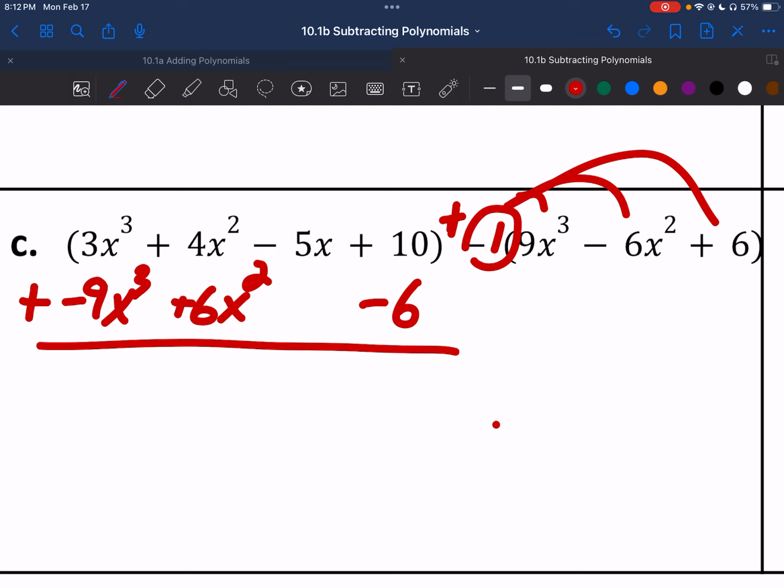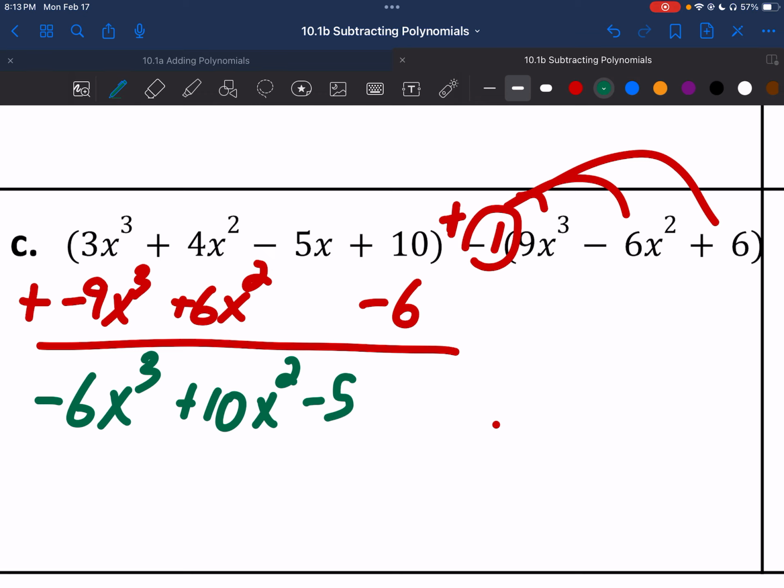All right, so now let's do the work. 3x cubed plus negative 9x cubed is negative 6x cubed. And then we have 4x squared plus 6x squared is 10x squared. And then minus 5x, and then plus 4.